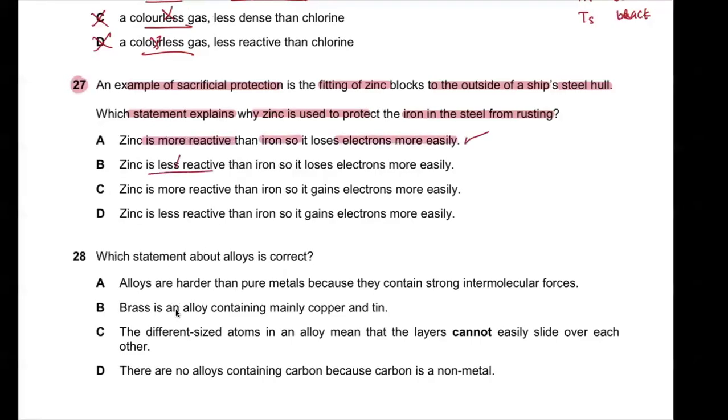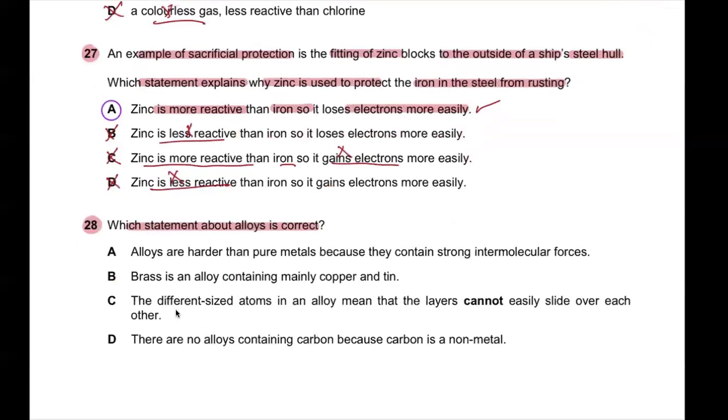Let's see, zinc is less reactive makes it wrong, so B is not the answer. Zinc is less reactive, the statement is wrong, so D is not the answer. Zinc is more reactive than iron, so it gains? No, it doesn't gain. These are metals. Metals don't gain, they lose electrons, and the more reactive one is going to lose electrons more readily. So A is the correct answer. Now, MCQ number 28. Which statement about alloys is correct?